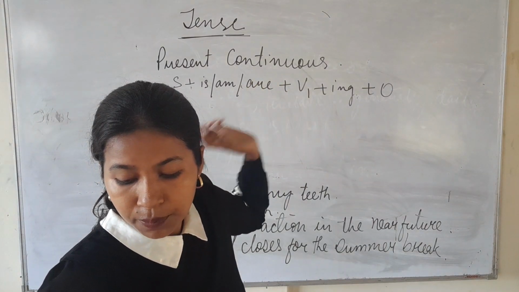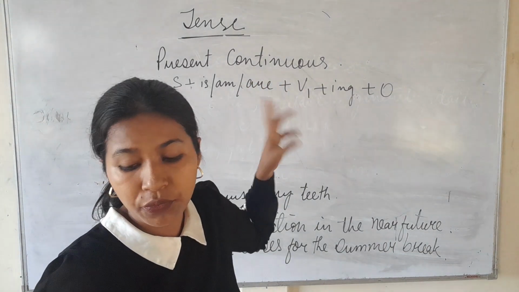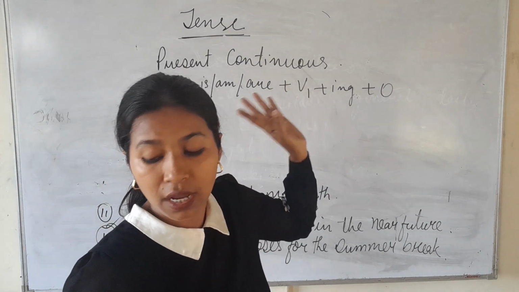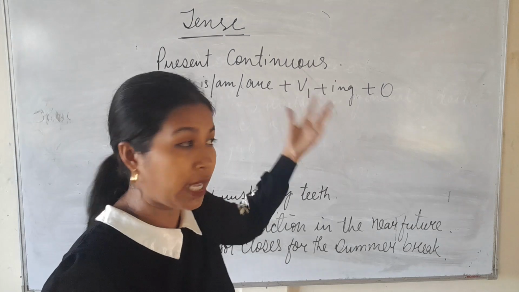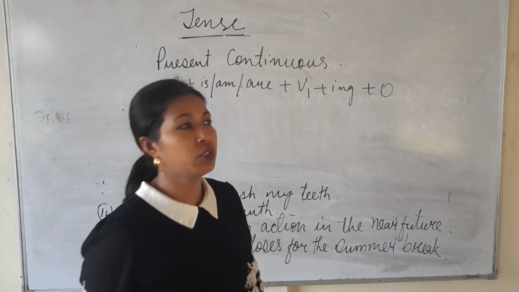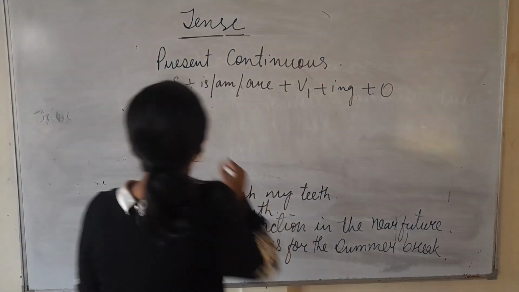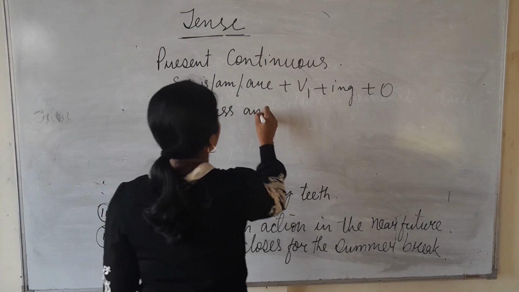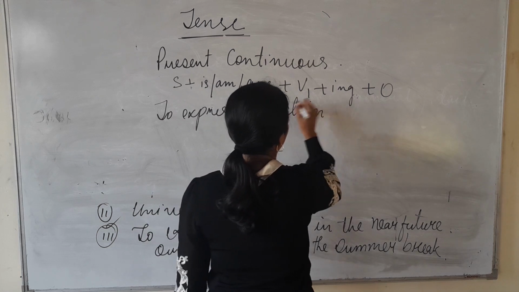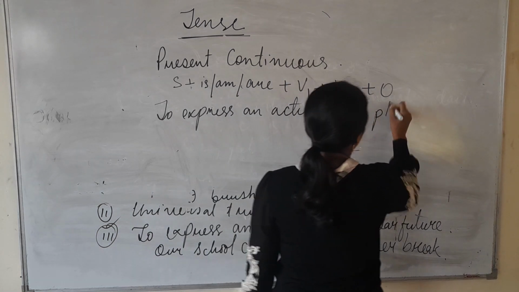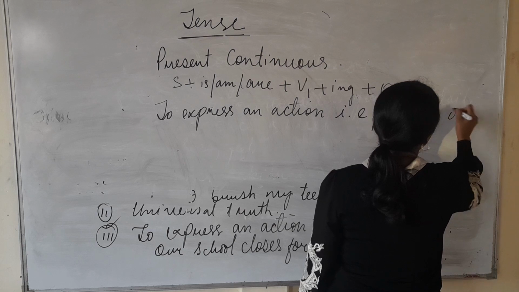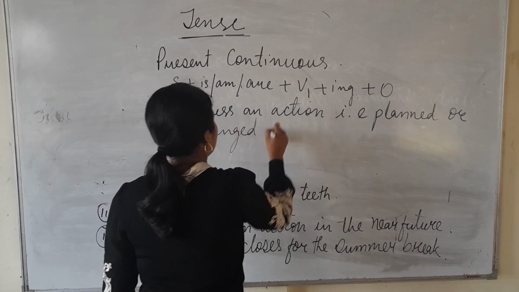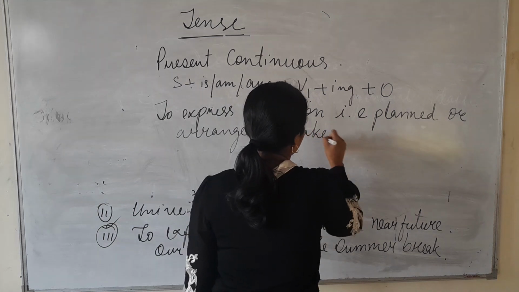Now, in present continuous tense, we just have to remember few things. First is to express an action that is planned or arranged to take place in the near future.